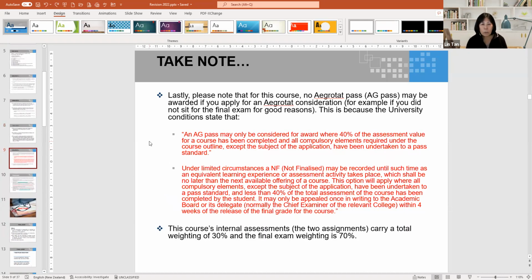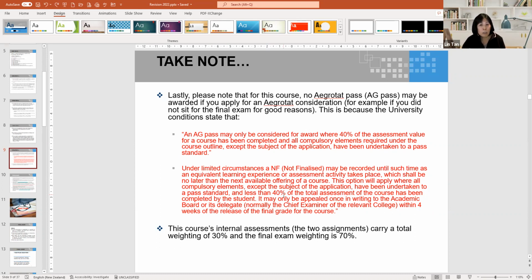Lastly, I just want to bring to your attention about the aegrotat pass. This is within the university policy about impaired performance. For an aegrotat pass, the university's policy is the internal assessment must not be less than 40%, right? So if it's less than 40%, no aegrotat pass can be awarded. That is for people who are not able to sit the final exam, right?